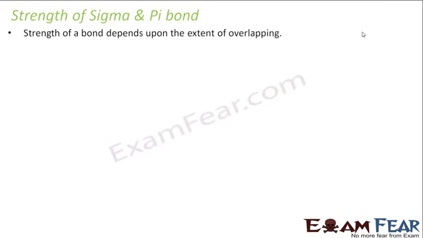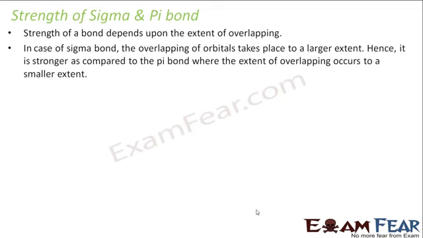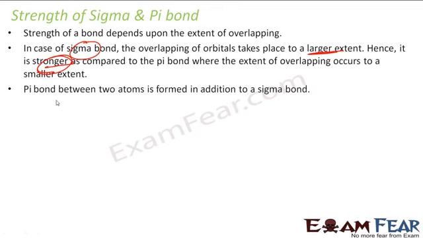So let us discuss the strength of sigma and pi bond. As I told, the strength of the bond depends on the overlapping extent. In case of sigma bond, the overlapping is to a larger extent, so the sigma bond is stronger. Sigma bond is stronger than pi bond, right? And we always know that pi bond is formed in addition to sigma bond. The first bond will always be sigma bond. For example, in case of ethene also, the first bond that got formed was sigma bond, and only then we got this pi bond, right?